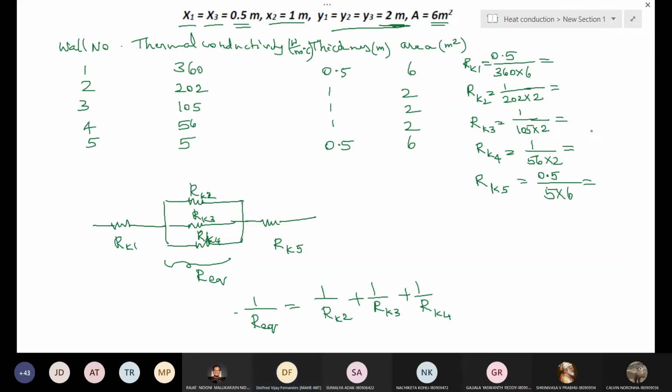I'll tell the method and I'll move forward. Okay. R equivalent is 1.377 into 10 to the power minus 3. RK1 is 2.315 into 10 to the power minus 4. So what about Kshitij? You're not there in the class. So let's mark you absent.